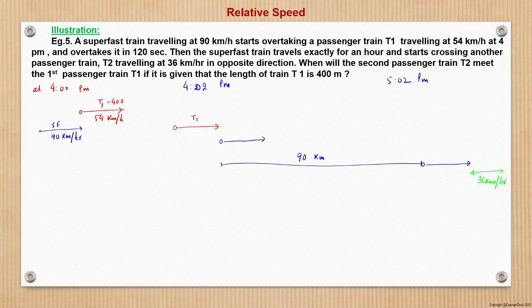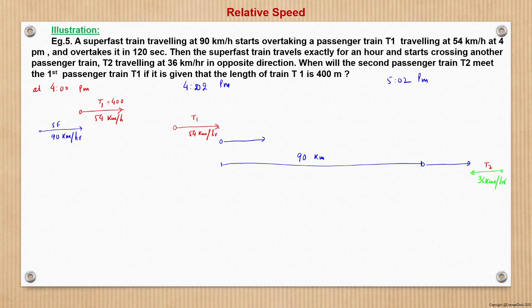And we have to find when the two trains, that is T1 and T2, meet each other. T1 here is at 54 kilometer per hour and T2 is 36 kilometer per hour. When will the two trains meet? For meeting, their front ends should meet each other, right?